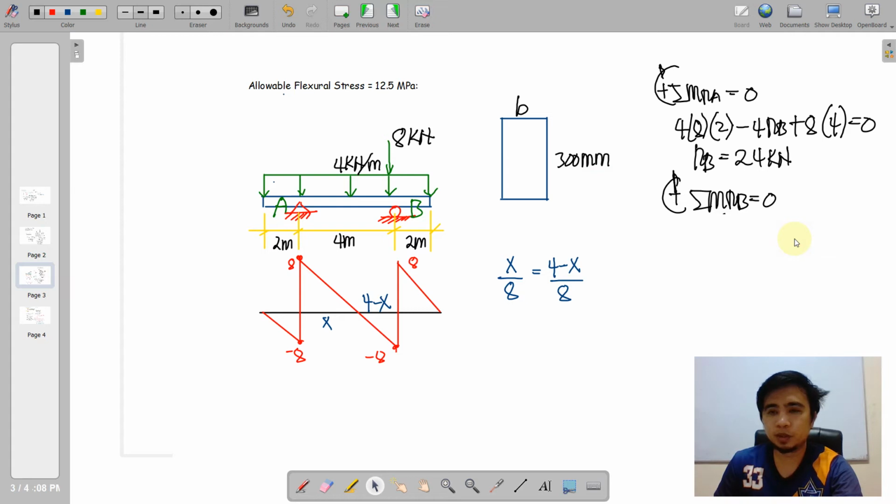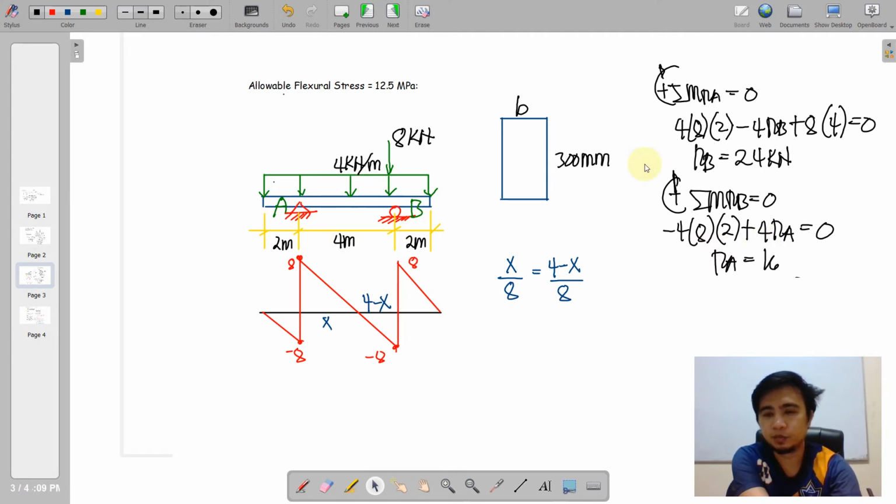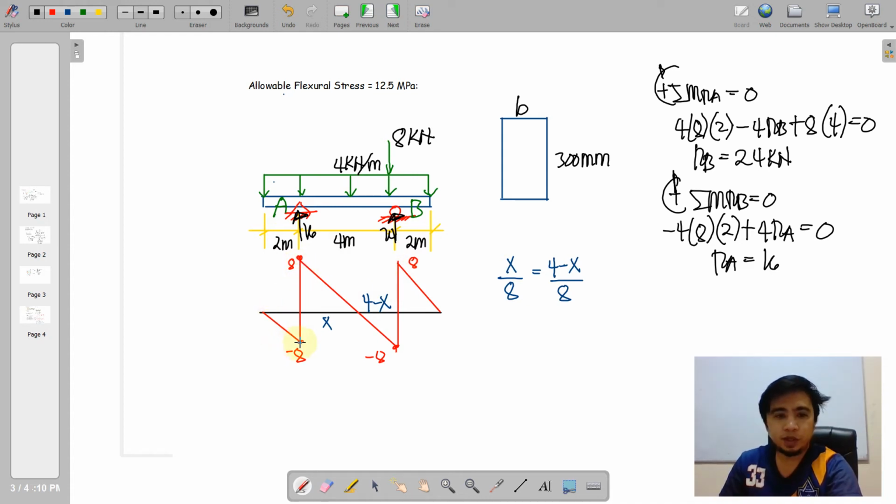We do the same about RB. On B we have a negative rotation as the result of the rectangular loading here. Negative 4 by 8 times 2 plus 4 times RA is equal to 0, and then we will have a reaction of 16. We are now going to place our reactions on the beam. Continuing with the shear diagram, from negative 8 a while ago, we have to push it upwards by 16 units, so that it will yield to positive 8.